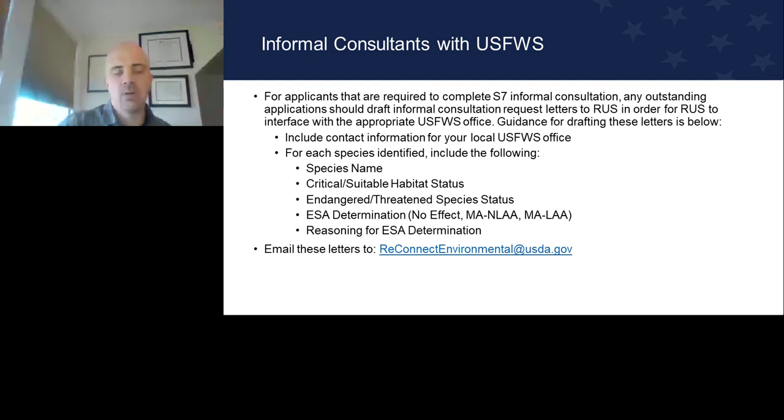Suitable habitat is the type of habitat that a species can live in, whereas critical habitat has been deemed necessary for the continuance of the species by U.S. Fish and Wildlife. And again, it's something that's in regulation. It's a very specific area, or suitable habitat is just a type of habitat defined by regulation.